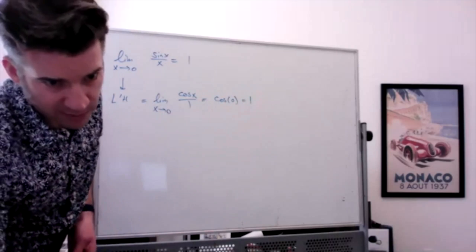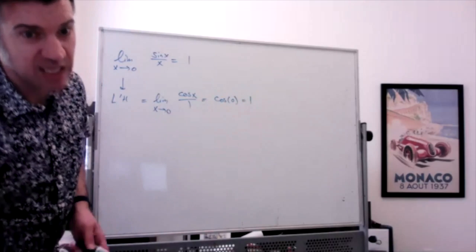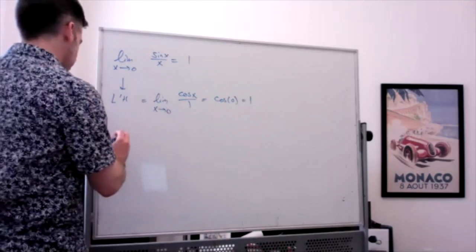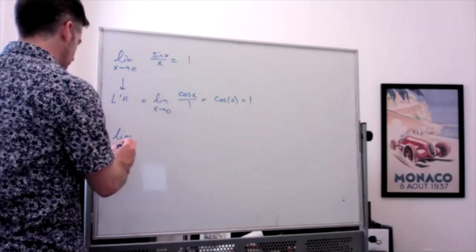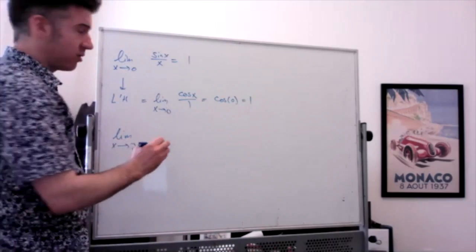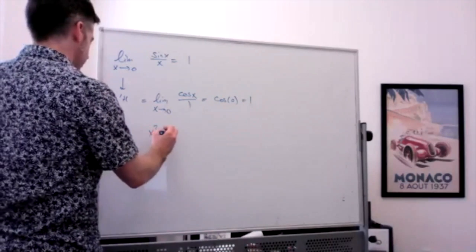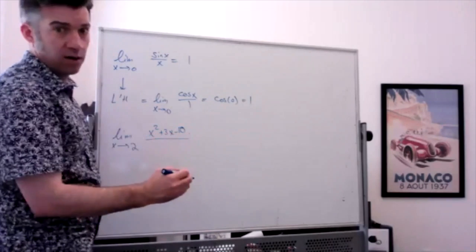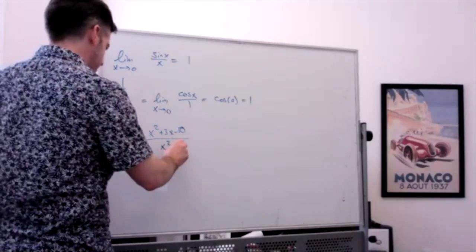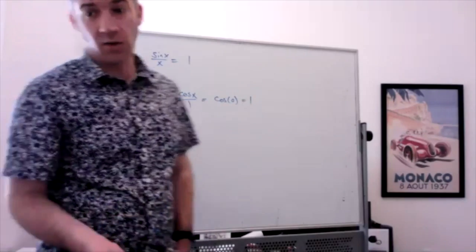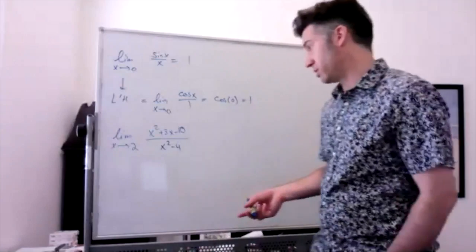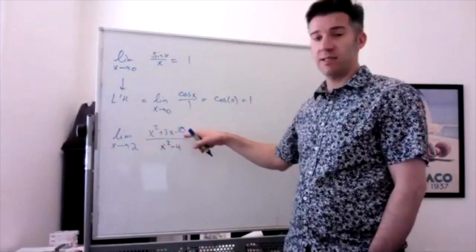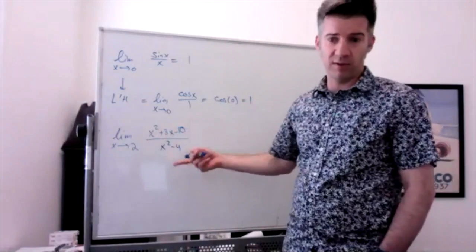Well, let's look at an example that might be a little bit easier to digest. Like the limit as x approaches 2 of x squared plus 3x minus 10 over x squared minus 4, which is totally a 0 over 0 type. If you plug in 2 on top, you get 4 plus 6 minus 10, which is 0. Plug it in on the bottom, 4 minus 4 is 0.